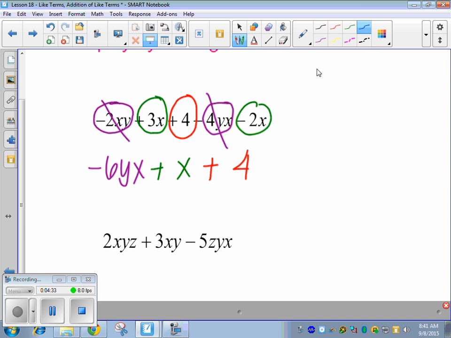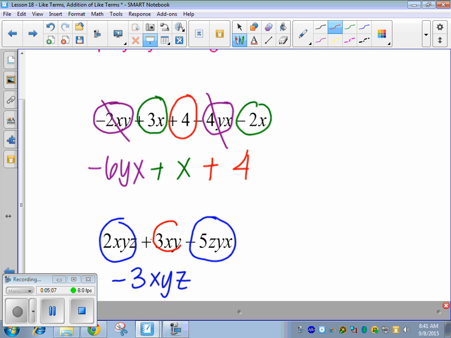Alright, who can tell me which ones are like terms in here? Monica. I agree. Except we have to make sure we remember that it's a minus 5zyx. So we have 2 of them and we have minus 5 of them. When we want to add those together, how many am I going to be left over with? Negative 3 of them, right? Negative 3xyz for that one. And then this middle term doesn't have anything to combine with, so it's just going to stay by itself, plus 3xy.